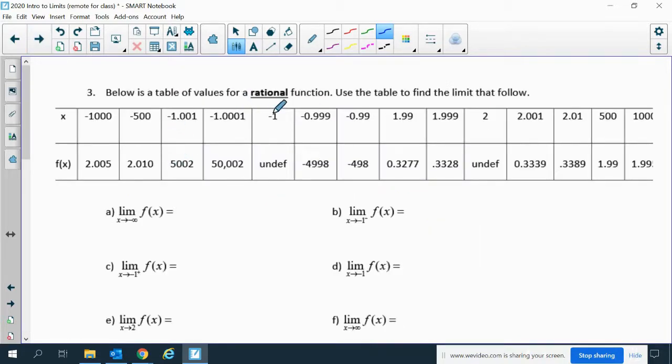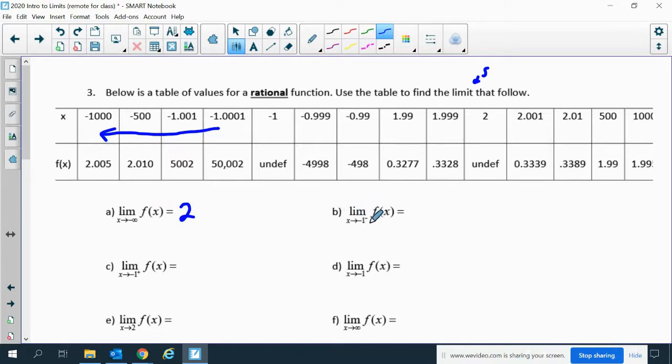Okay, so we have a table of values for a rational function. So a rational function is something that has a numerator and a denominator with polynomials in both. Use the table to find the limits that follow. There should probably be an S there. Limit as x approaches -infinity of f of x. So if we take a look at what happens as we approach -infinity, it looks like it's getting really close to 2.